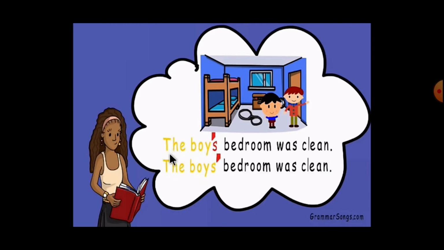The first one, I will read: the boy's bedroom was clean. Here I am just talking about one boy only, either of this boy, only one boy. The boy's bedroom was clean, that's why I have to put apostrophe and then s. In the second sentence, the boys' bedroom was clean. Here in this sentence I talk about both the boys, and because it is a plural form, I have to put only the sign of apostrophe here. So I am talking about both the boys, the plural form.